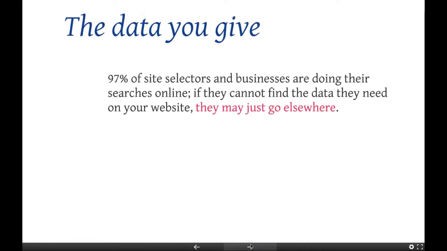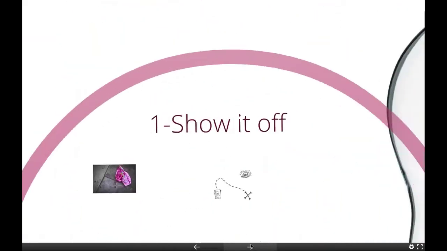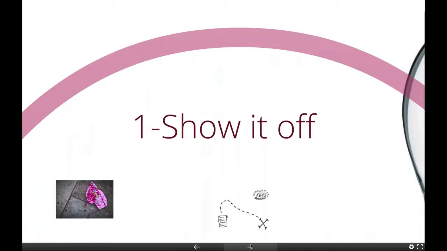So in terms of the data you give, we know that the vast majority of site selectors and businesses are doing their searches online, and that if they can't find the data that they're looking for on your website, they may just go elsewhere, and you may be losing leads without actually even knowing that you were under consideration. The other thing that is very clear is that data must be relevant, robust, up-to-date, exportable, and easy to analyze. People do not want static PDFs. They want to be able to drill down into the data to get their hands dirty and be able to look for the answers to their specific questions, which you don't always anticipate.